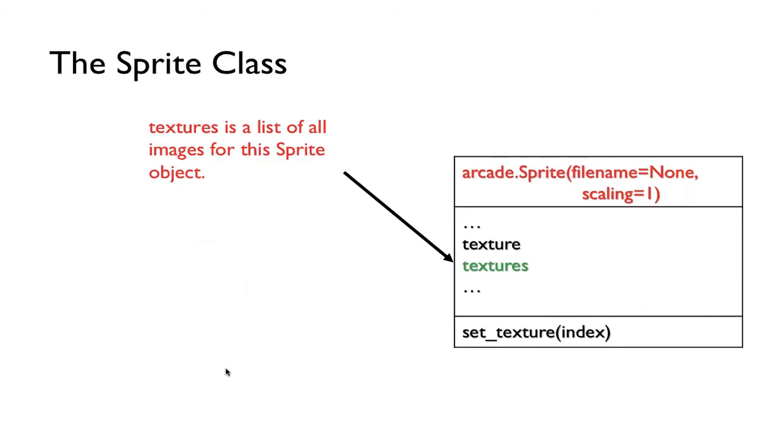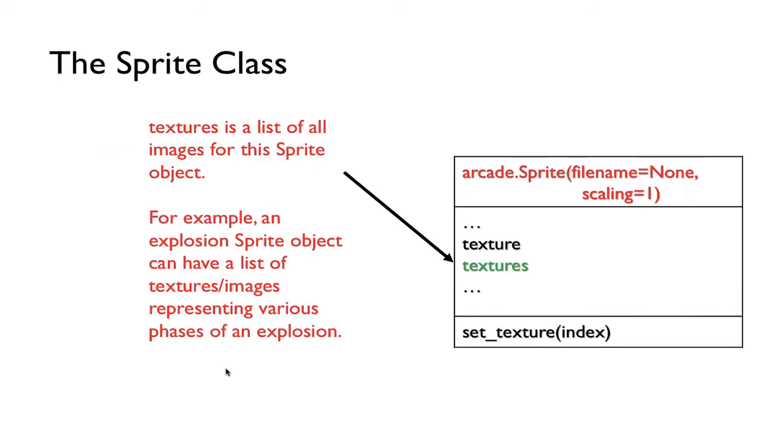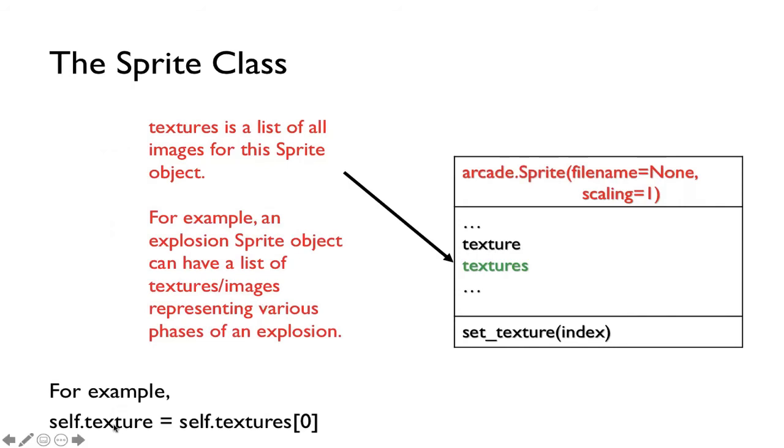So textures is the list of all images for this sprite object. For example, for an explosion sprite object, we have a list of textures or images representing various phases of the explosion. We can cycle through this list of images, and keep setting the texture to be each of those textures, and then those will get drawn at every frame. For example, I can set the current texture that needs to be drawn to be the first texture from my list of textures.